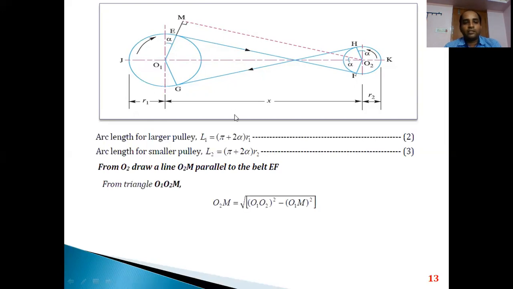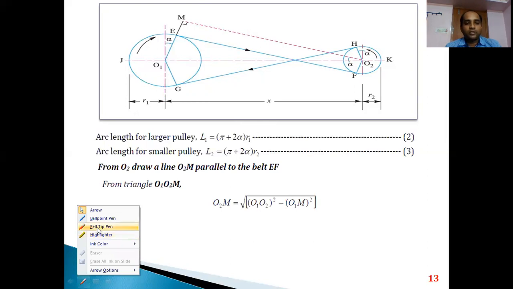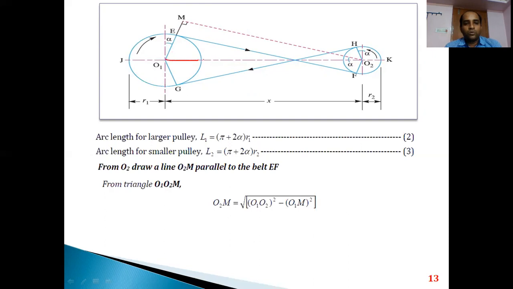Once they meet here, you can see from O2 the parallel line is drawn along the line EF, and from here this line has been extended to one point. Both these lines coincide, we name it as point M. Now, if you observe, O1, O2, M is a right angled triangle. So this is a right angled triangle.